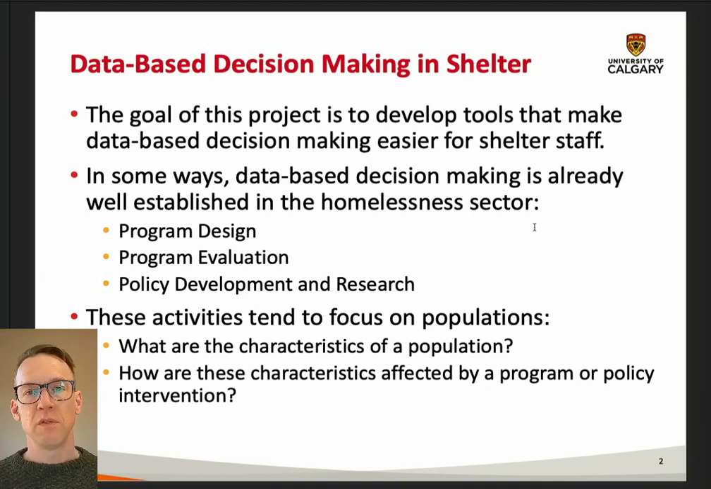And this data-based decision-making tends to be focused mainly on populations. So what are the characteristics of the group of people going through our shelter, and how would that population or their characteristics be affected by a certain programming change or policy change?